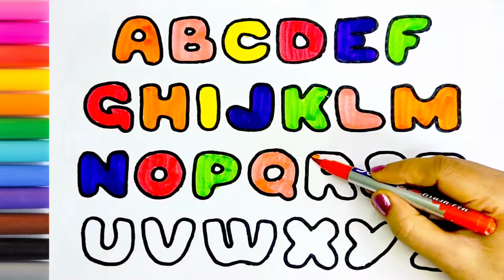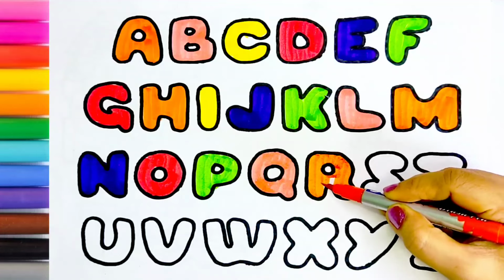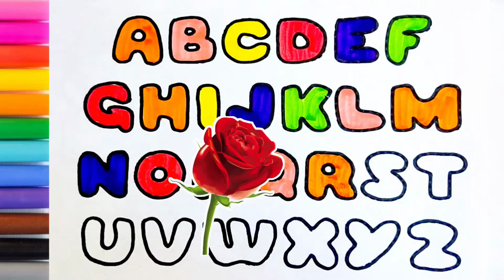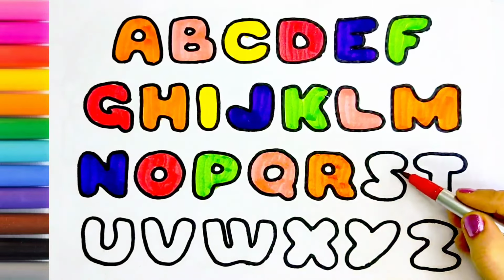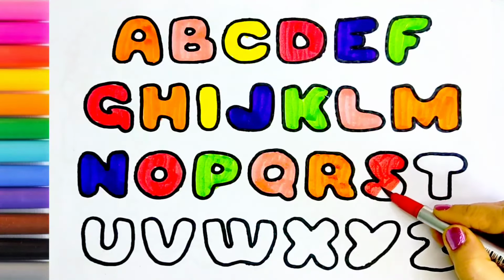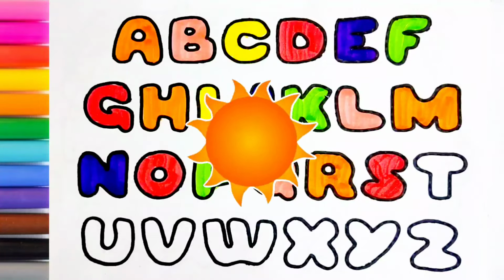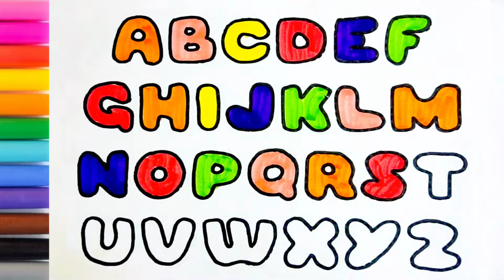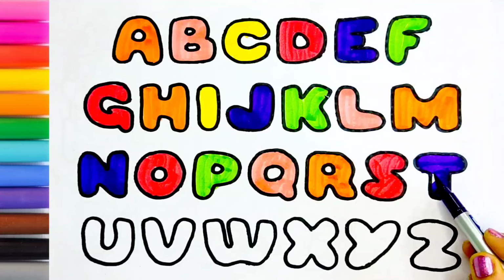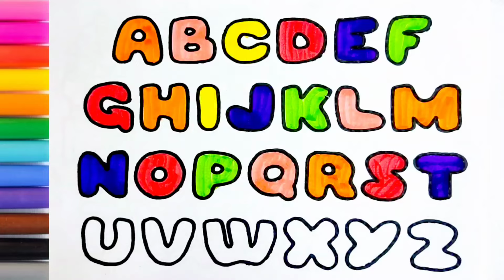Orange color. R for rose. Red color. S for sun. Purple color. T for tiger.